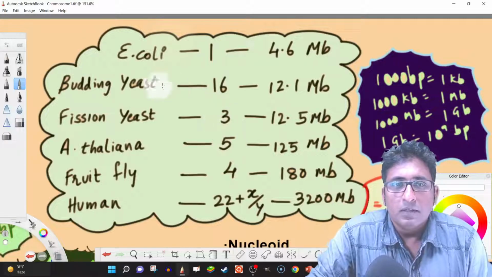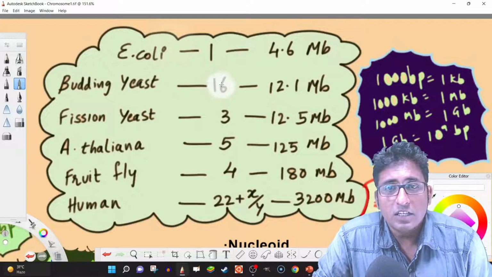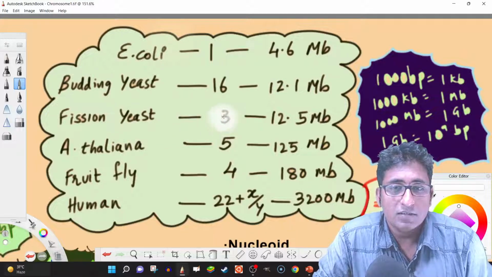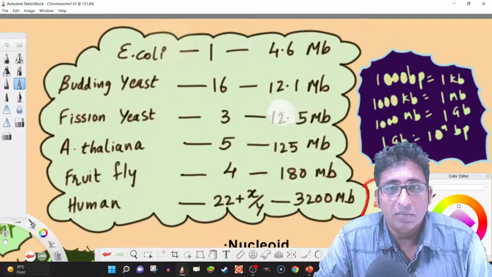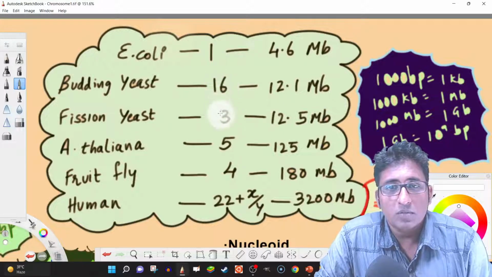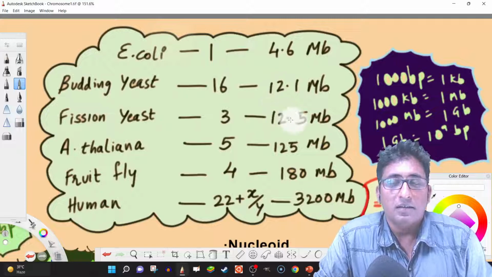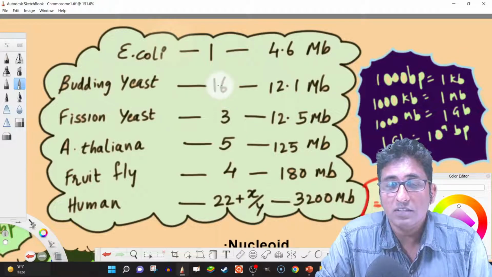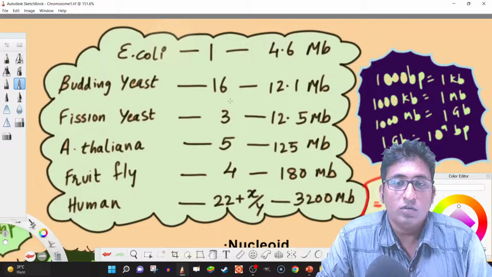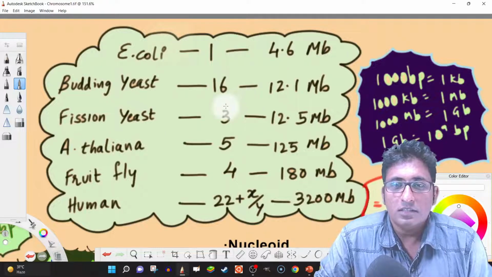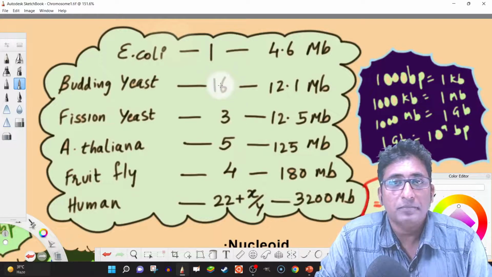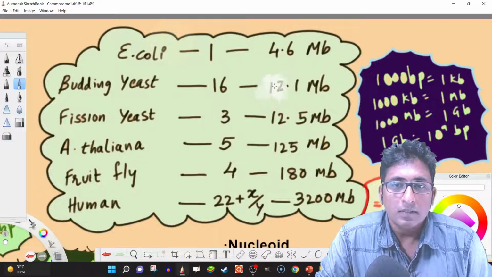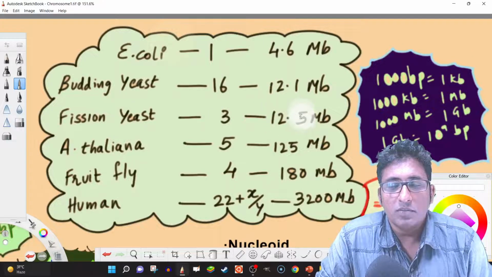gigabase pairs. Okay, budding yeast has 16 chromosomes and about 12.1 MB, and fission yeast has only 3 chromosomes and 12.5 MB. You can notice that the chromosome number is different, but then the size is almost the same. Either we don't know which one is ancestral to which one, or the lineage. It seems like there has been some either fusions or breaking of chromosomes, but we can appreciate that the total genome is almost the same.